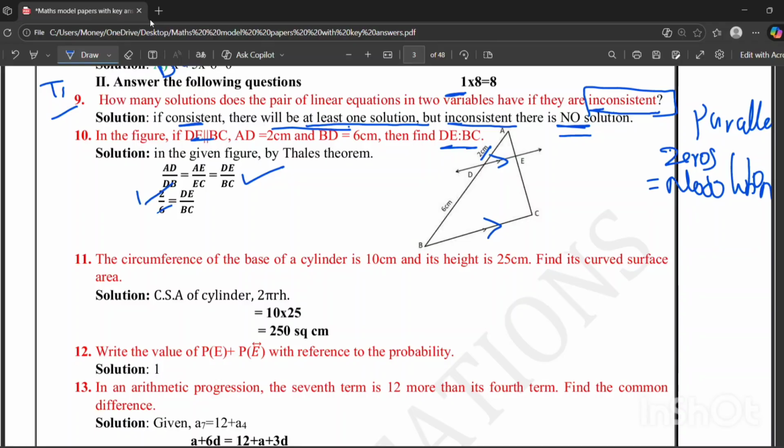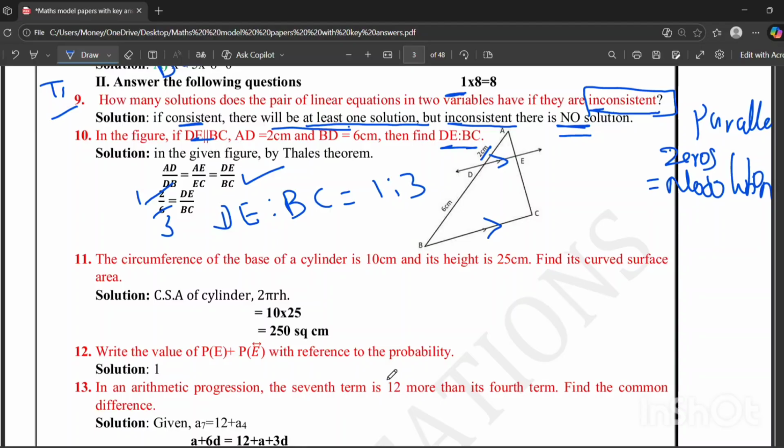So DE by BC, this is 2 ones are 2, 2 threes are 6, so 1 is to 3. So DE is to BC equals 1 is to 3.